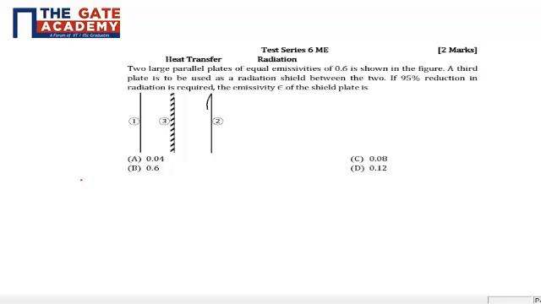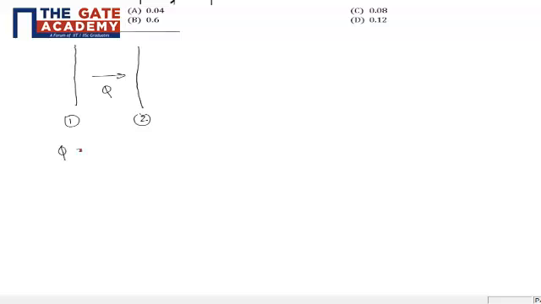Let's discuss a question from heat transfer radiation. What is given is you have two large plates, plate 1 and plate 2, and there is just heat transfer because of radiation. This heat transfer is given for two very large parallel plates.